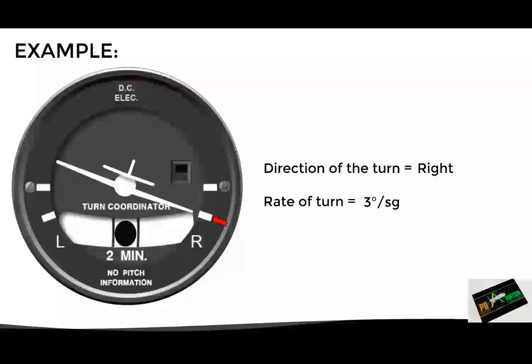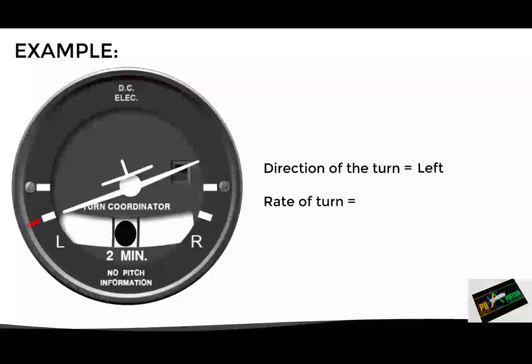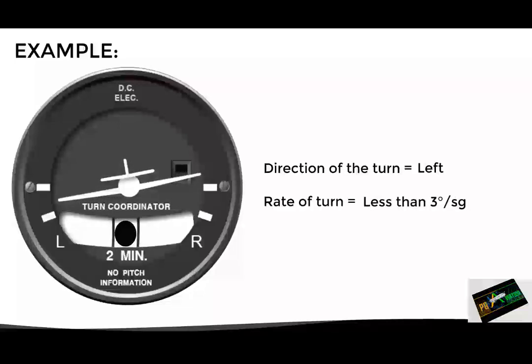The same happens if the aircraft turns to the left. In this case, the instrument is indicating a turn to the left at a rate of 3 degrees per second. Now, if for example the miniature aircraft moves to this new position, since the wing is beyond the mark, it will indicate a turn to the left at a rate of more than 3 degrees per second. And if for example it moves to this other position, it will indicate a turn to the left at a rate of less than 3 degrees per second.